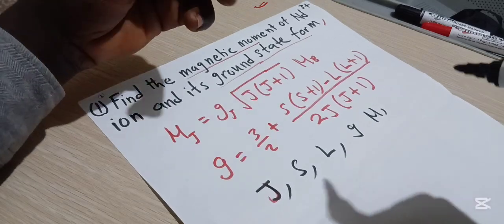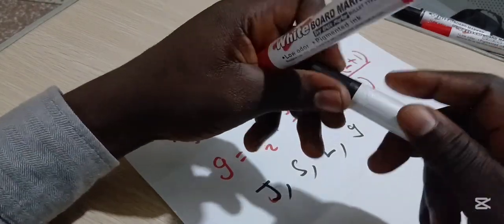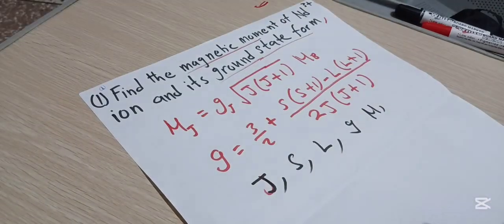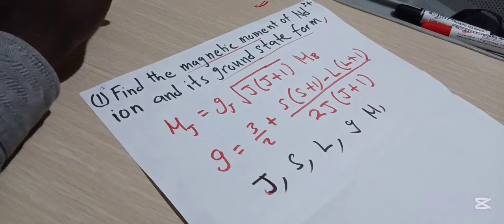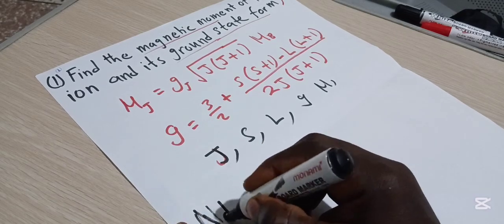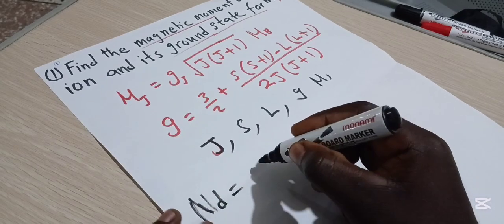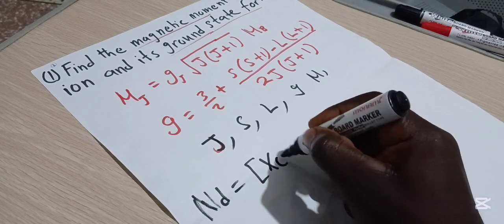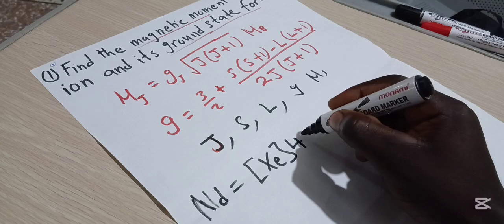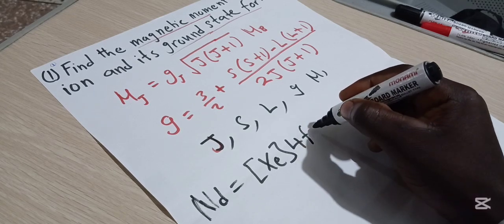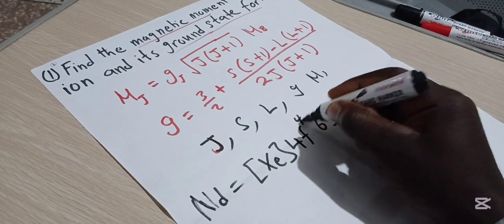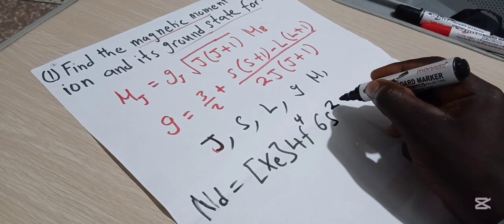So what element are we looking at here? What element is in concern here? Nd3+. What's the normal electron configuration for Nd? Nd gives us xenon 4f4 6s2.